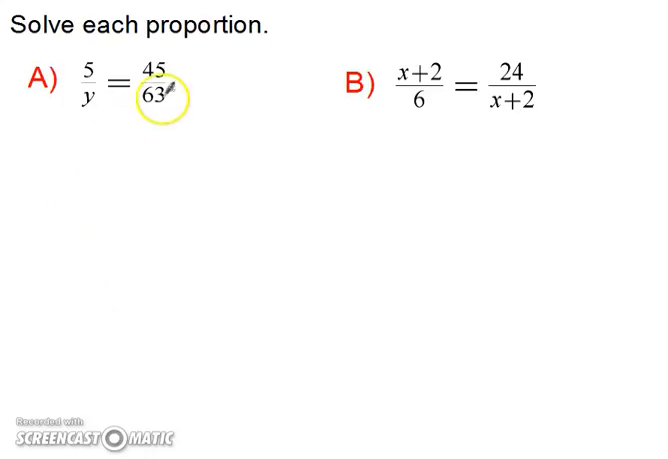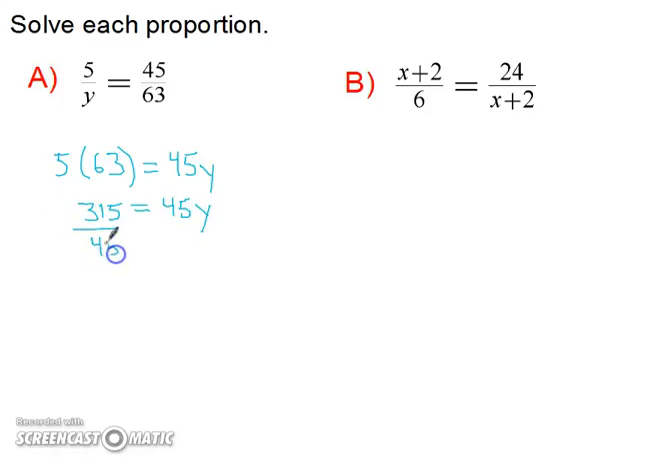Alright, so in A, we want to multiply our 5 times 63. So 5 times 63, and that's going to equal our y times 45. So 45y. 5 times 63 is 315, and that's going to equal our 45y. And then we're going to divide both sides of our equation by 45 because we want to get y by itself. So y, in this case, equals 7.